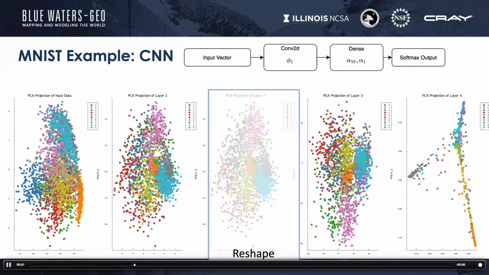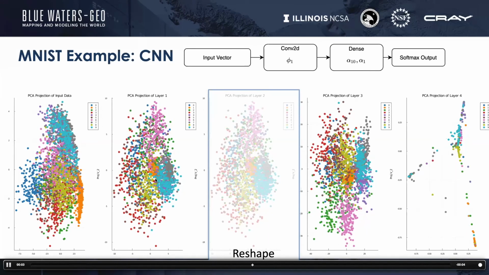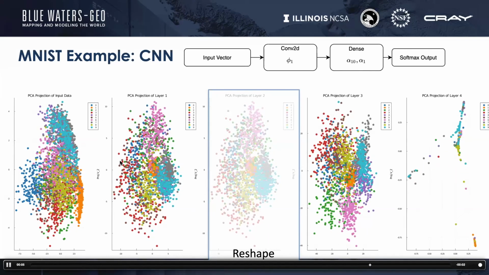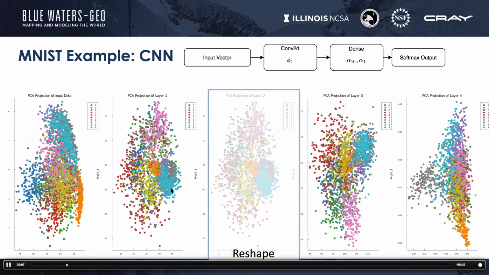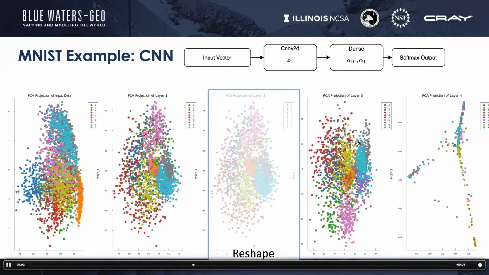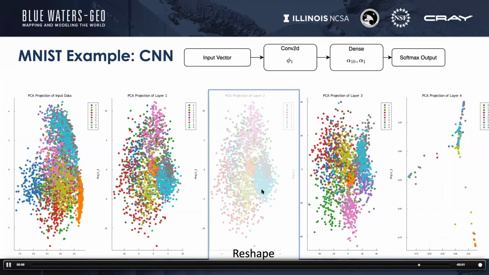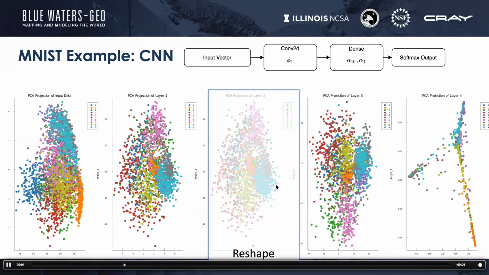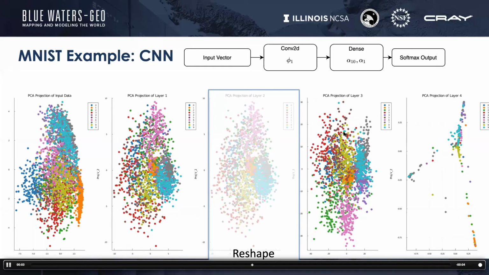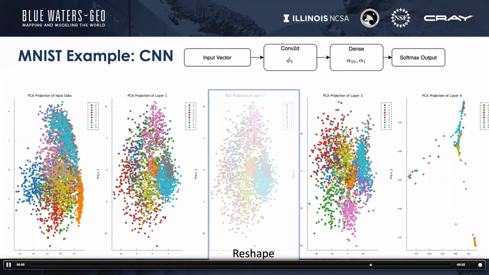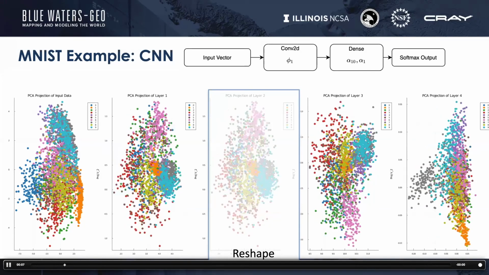Let's see, PCA projection, layer 1. So the first convolution does a little bit of deformation, it flips it around a lot. And then this layer in the middle is a reshaped layer. Nothing real is going on there. That's why I grayed it out. And then on the far right is the dense layer.